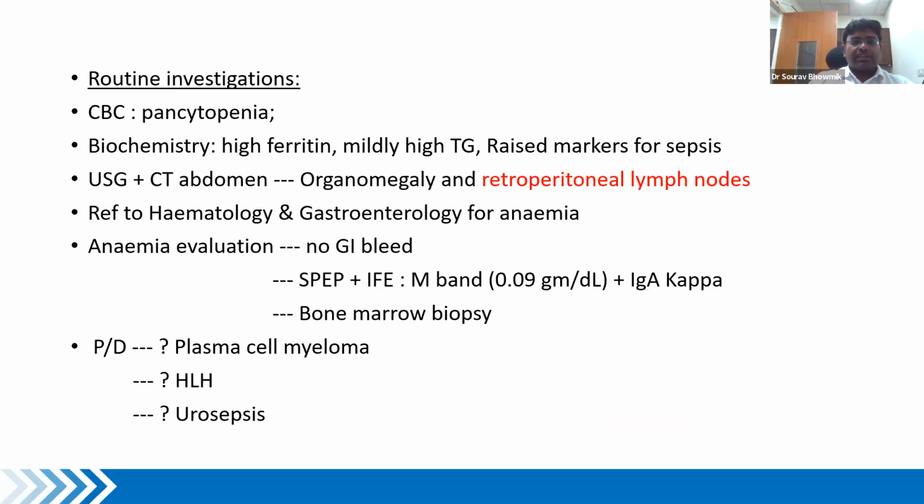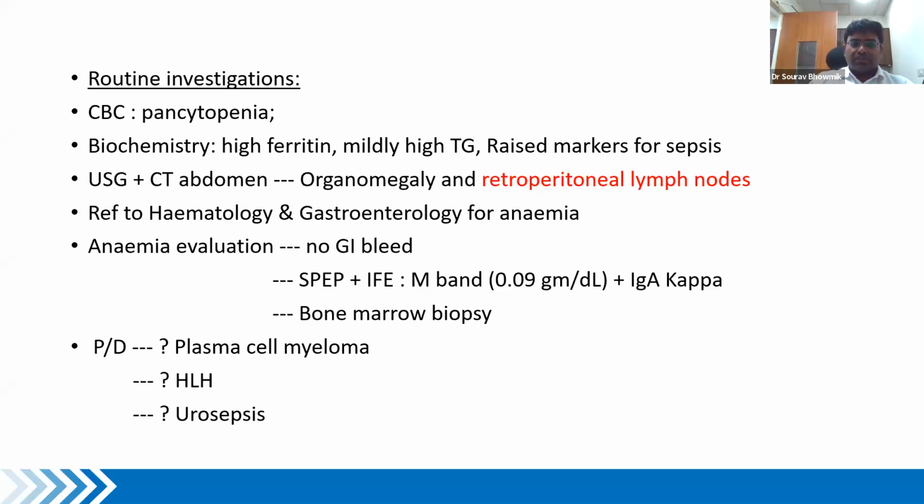On other routine investigations, there was pancytopenia in the peripheral blood smear. In biochemistry, there was a high ferritin with mildly high triglyceride and raised markers for sepsis. USG and CT abdomen revealed hepatosplenomegaly and multiple retroperitoneal lymph nodes. The patient was also referred to hematology and gastroenterology for the workup of anemia. In the anemia evaluation, no GI bleed was found, and serum protein electrophoresis with immunofixation electrophoresis was done. M band came positive with a very low count of 0.09 gram per dL, and on IFE it was found to be IgA kappa.